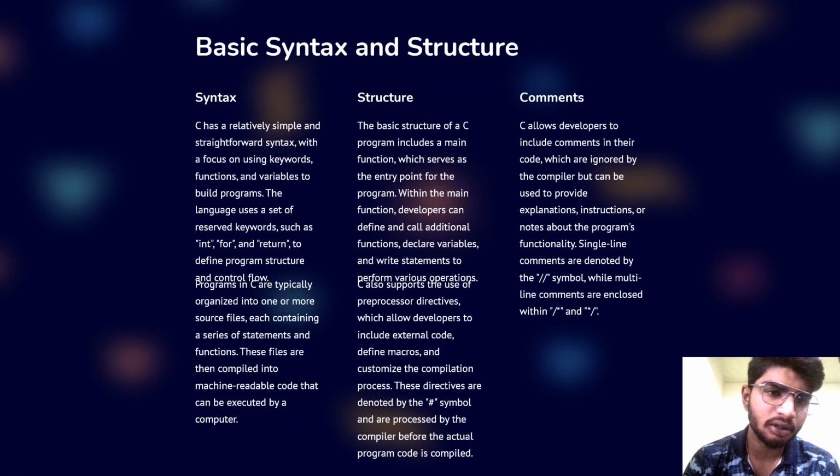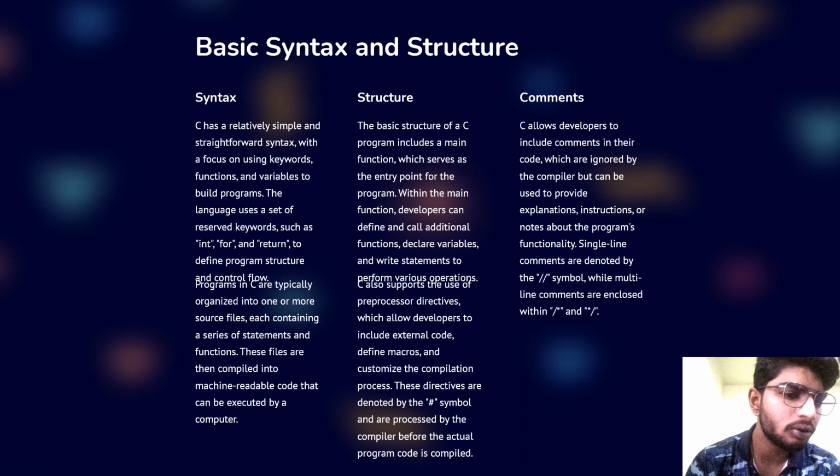Basic syntax and structure. Syntax. C has a relatively simple and straightforward syntax with a focus on using keywords, functions, and variables to build programs. The language uses a set of reserved keywords such as int, for, and return to define program structure and control flow. Programs in C are typically organized into one or more source files, each containing a series of statements and functions. These files are compiled into machine-readable code that can be executed by a computer.